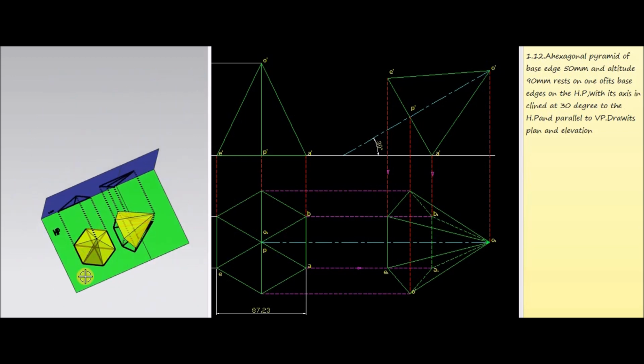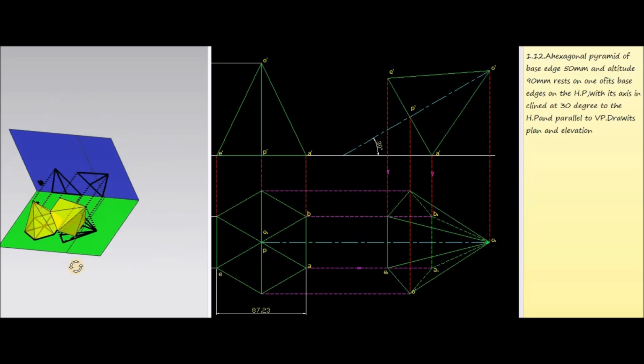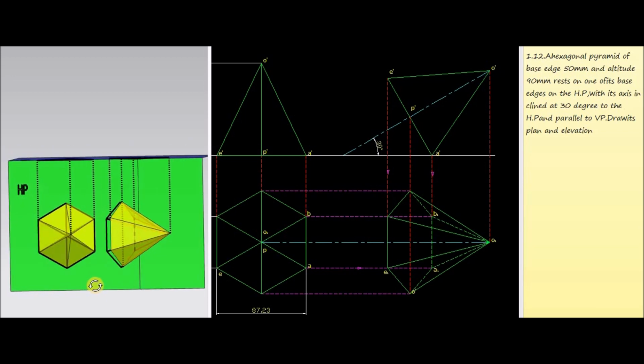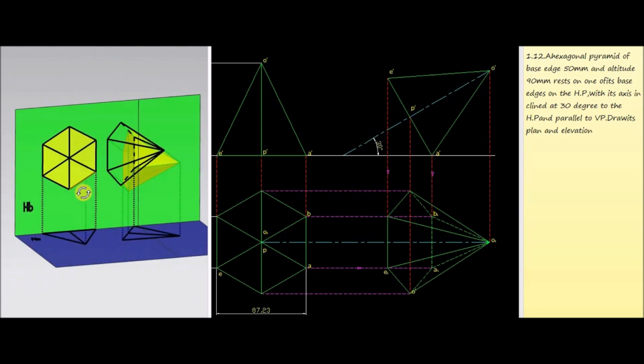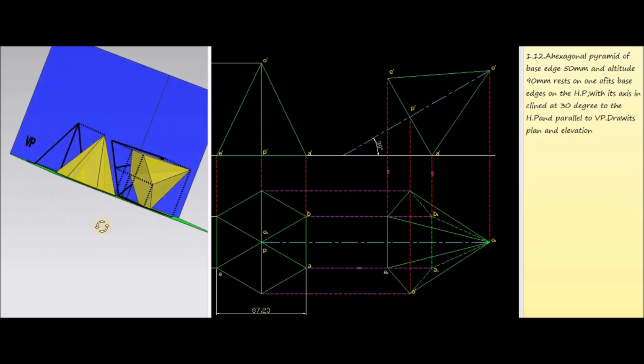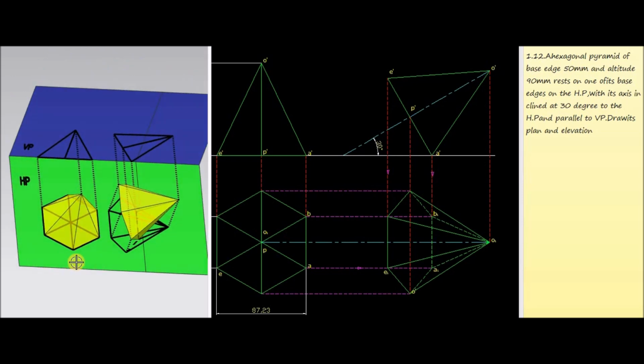For getting the top view, we are going to observe this hexagonal pyramid from the top side. Now we will get the bottom corners like this. Join all these bottom corners, mark the vertex of the pyramid, then join all these edges. Now we will get the top view like this. So this one represents one hexagon. This is the front and top views corresponding to stage 1.